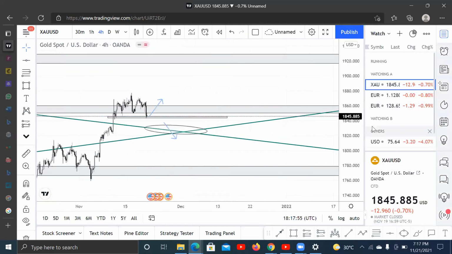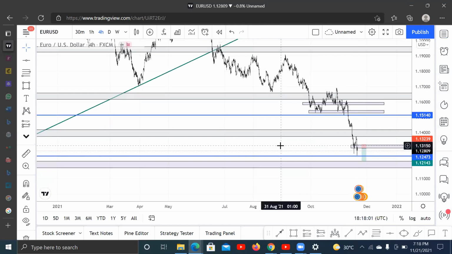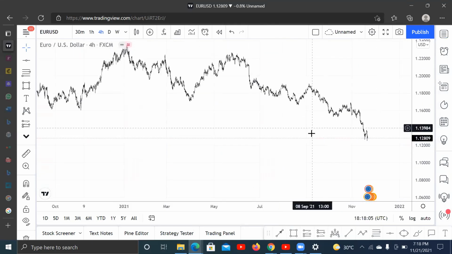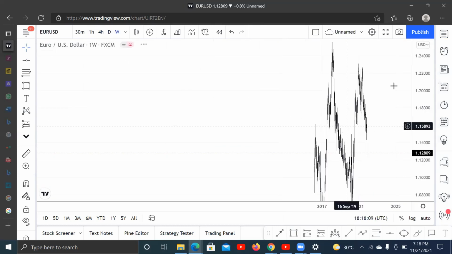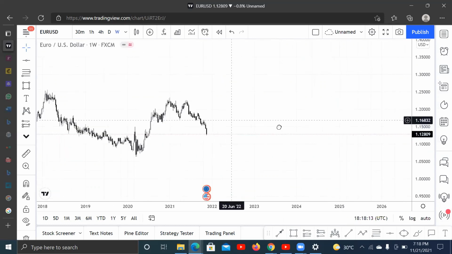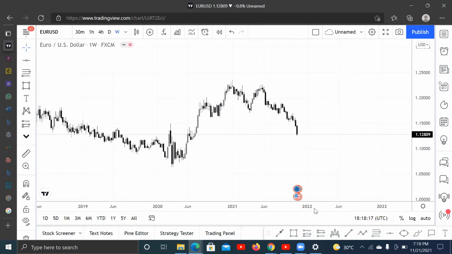Now let's look at Euro USD. Euro USD is my bread and butter. I love Euro USD so much. I love that pair. It's slow, but I love the way it moves. It's also very easy to trade.